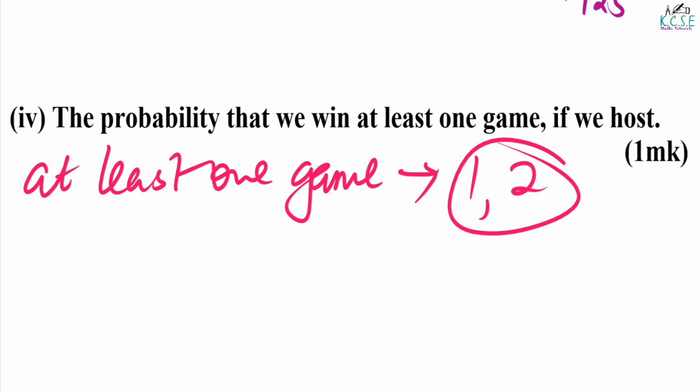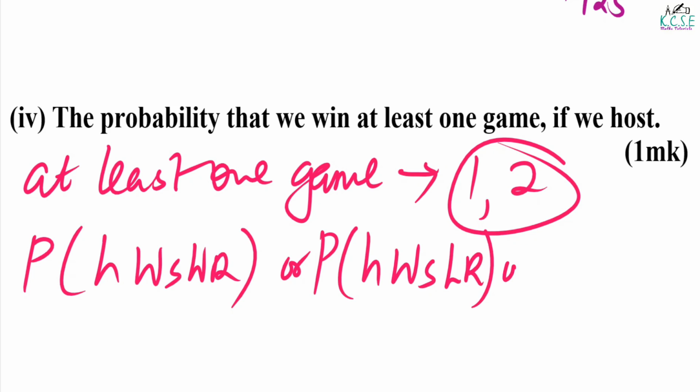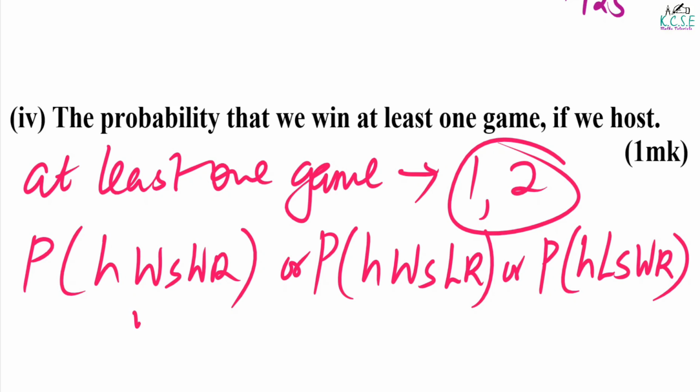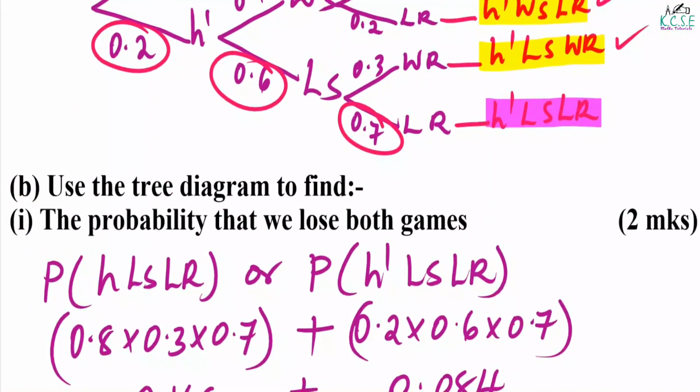So this will be given by the probability of hosting, winning soccer, winning rugby. That is when we win both games. Then hosting, winning soccer, then losing rugby, or a probability of hosting, losing soccer, and winning rugby. So this represents the probability that at least one game is won or two. Like here, two games are won. Here, winning soccer. Here, winning rugby. So those are the three instances. So picking them from the tree diagram, those branches, this is where you pick those probabilities.